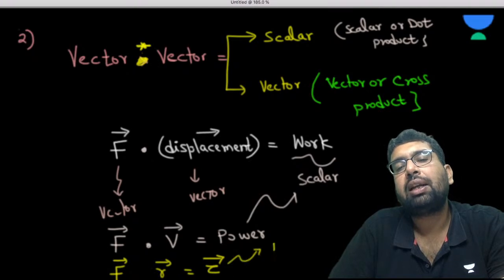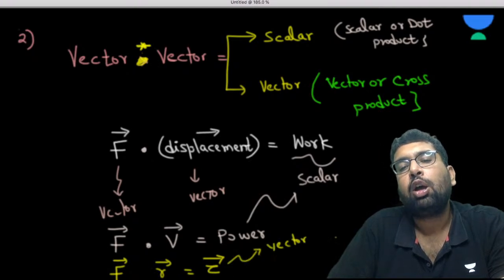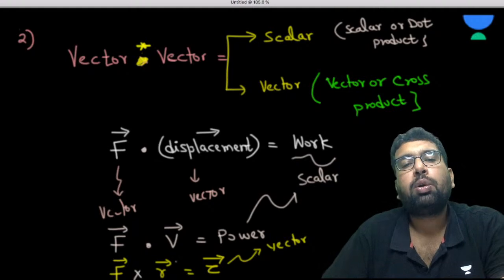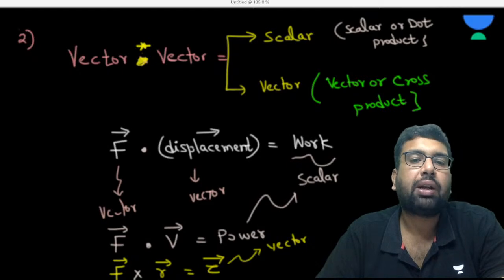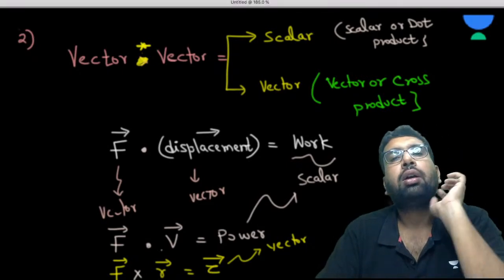So that means in torque what happens? There is a cross product. You happen to do the cross product between these two vectors. So this is the operator. See, this is dot, cross.